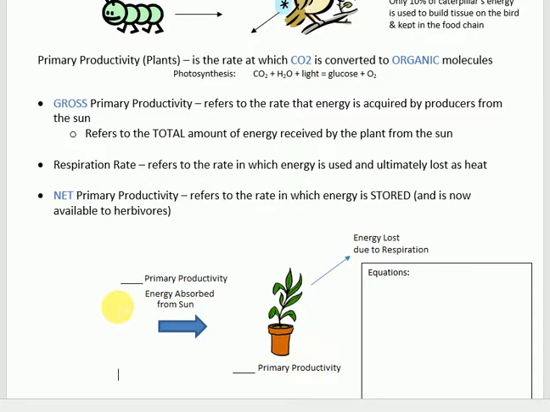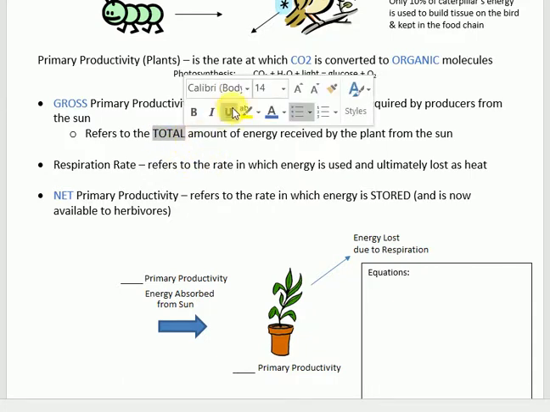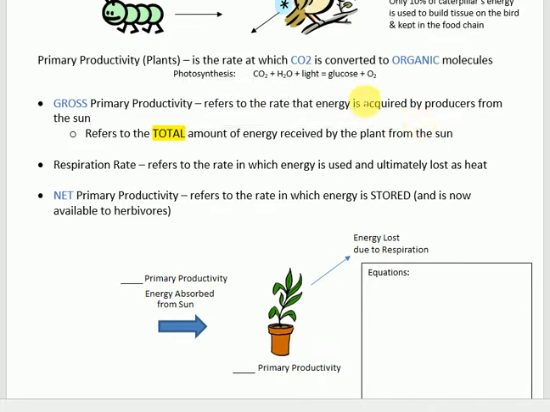Then you get your paycheck and you realize that they took out taxes, they took out Medicare or Medicaid, and so all of a sudden your $200 check just went down to $125. So that is your net total. So your gross is before taxes, your net is after taxes. It's the same thing in these situations. So the gross primary productivity refers to the rate that energy is acquired by producers from the sun. So it is the total amount of energy received by the plant from the sun.